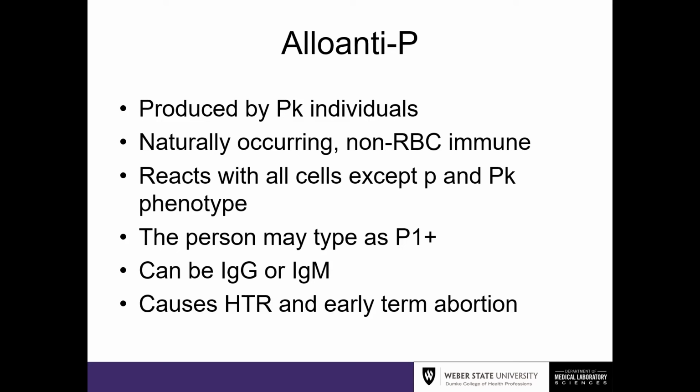Allo-anti-P is a naturally occurring non-RBC immune antibody produced by individuals of the PK phenotype. This antibody will react with all cells except the autocontrol and cells that are either little p or PK phenotype. Both of these are very rare, as almost everybody has P antigens. The person who makes an allo-anti-P antibody may type as P1 positive.